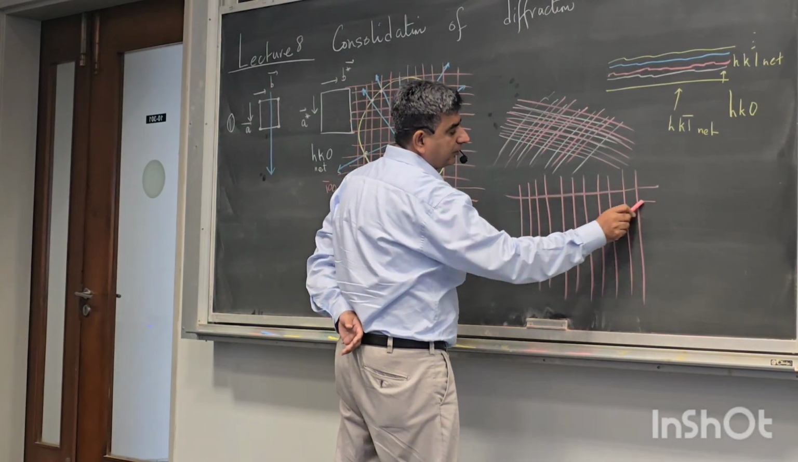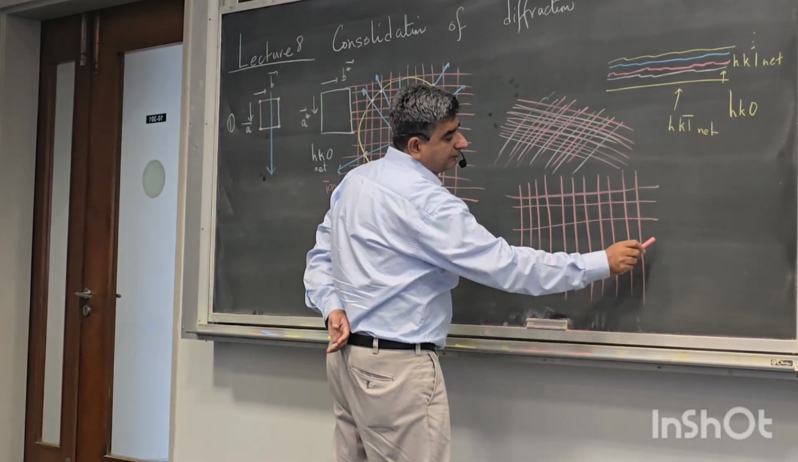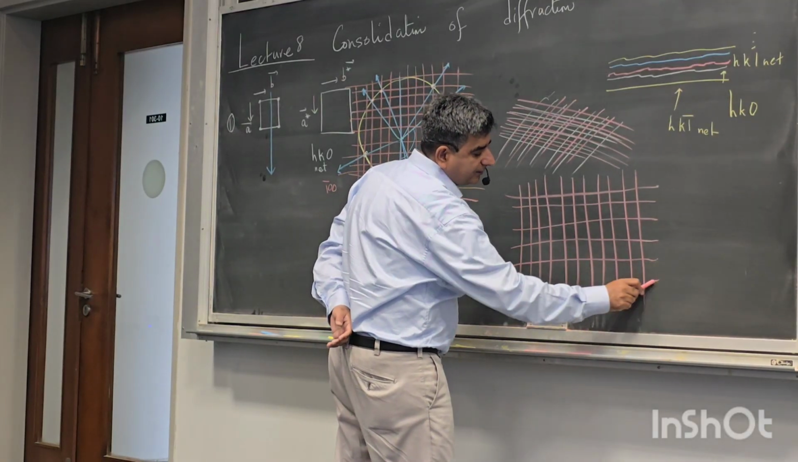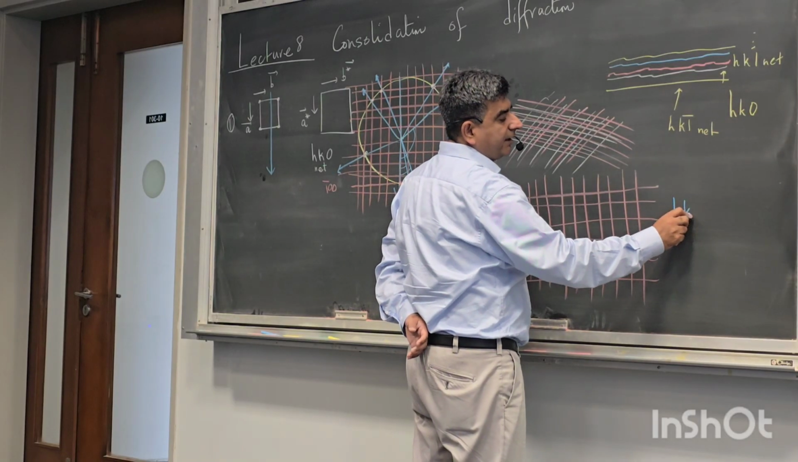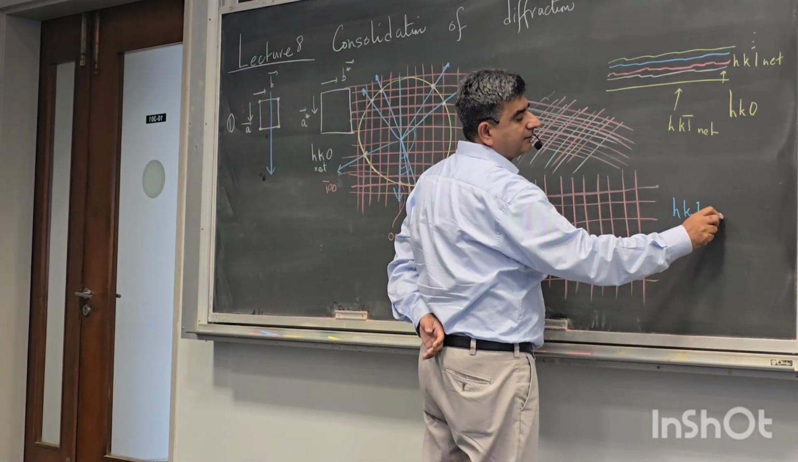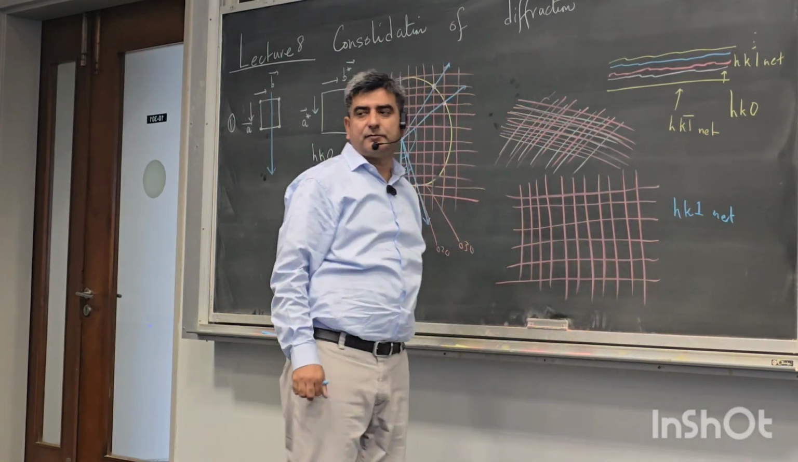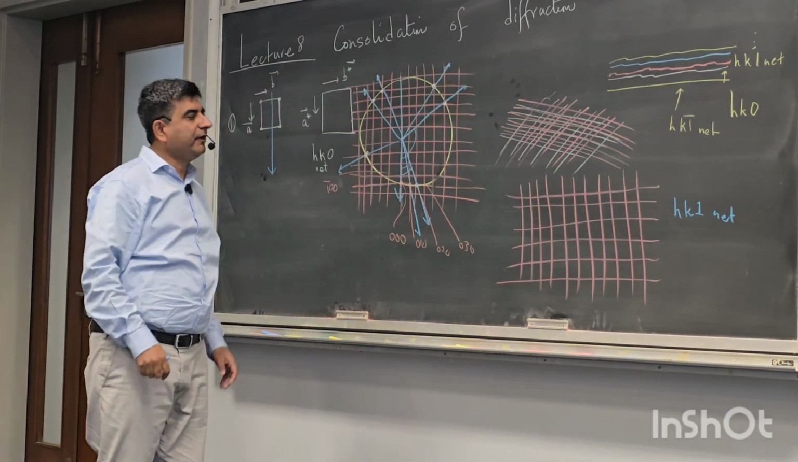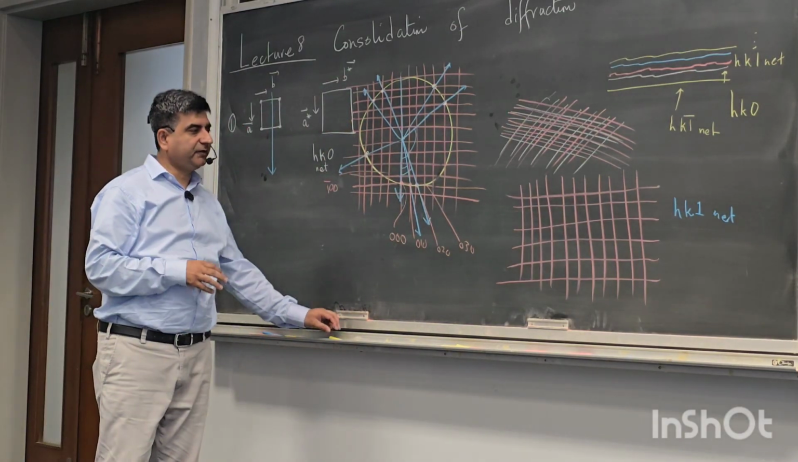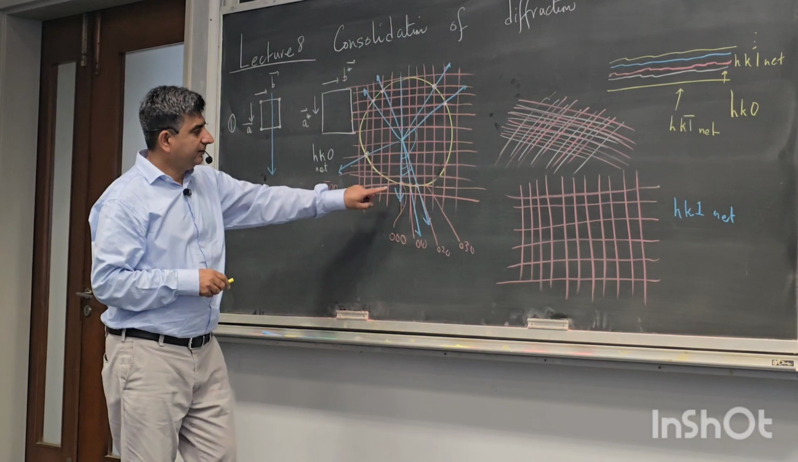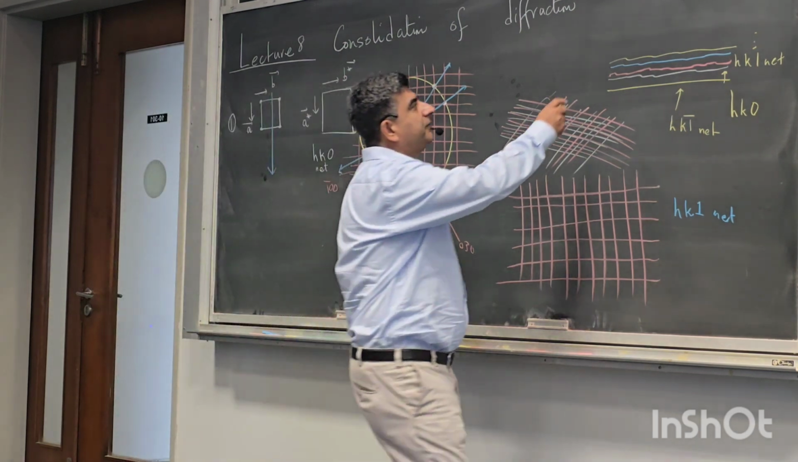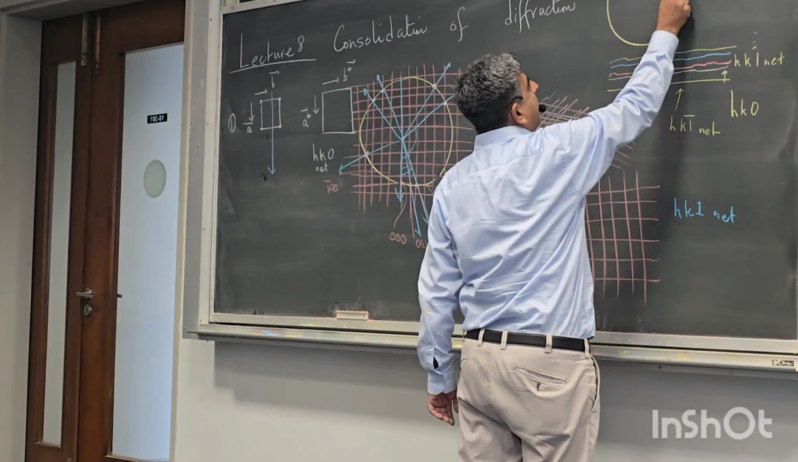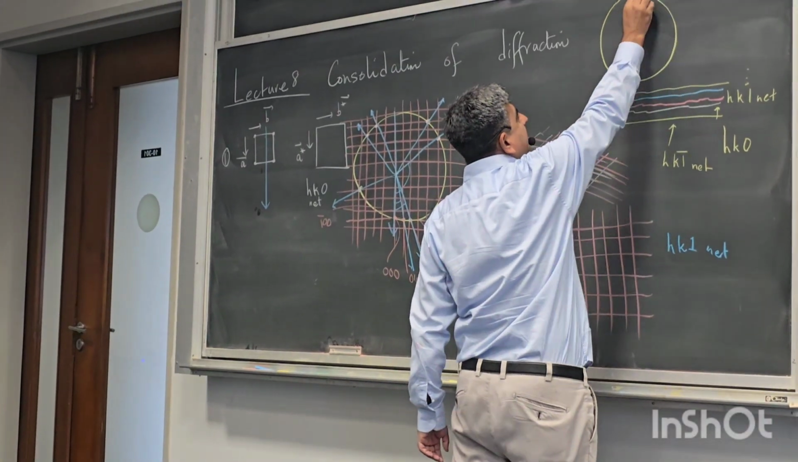This is our reciprocal lattice. Let's say this is the HK1 net. Now if I were to draw the reciprocal sphere on this net, the sphere of course is the Ewald sphere, and it looks like this. It's 3D, right?